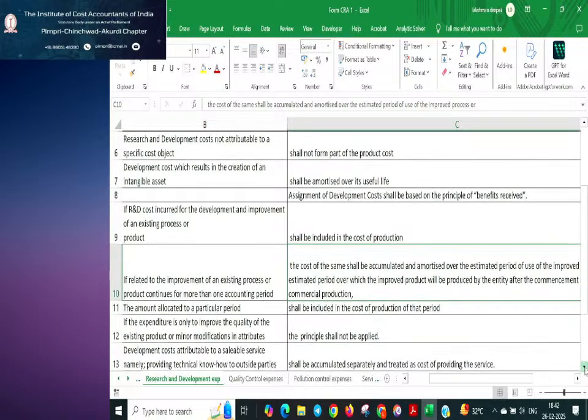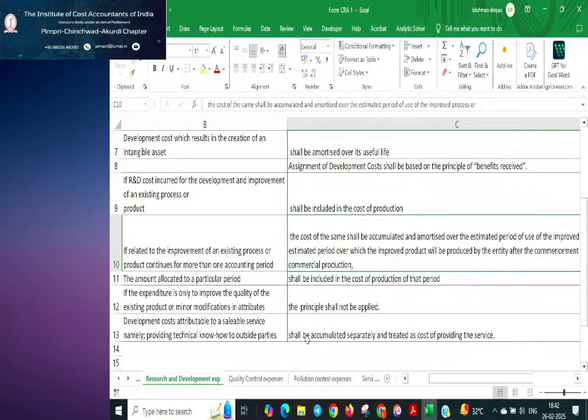Okay, and then the amount allocated to a particular period shall be included in the cost of production for that period alone. If the expenditure is only to improve the quality of the existing product or minor modification in attributes, then the principle shall not be applied. It should not be a minor modification or just a basic improvement in the quality. That will not come here. It will go under quality expenses.